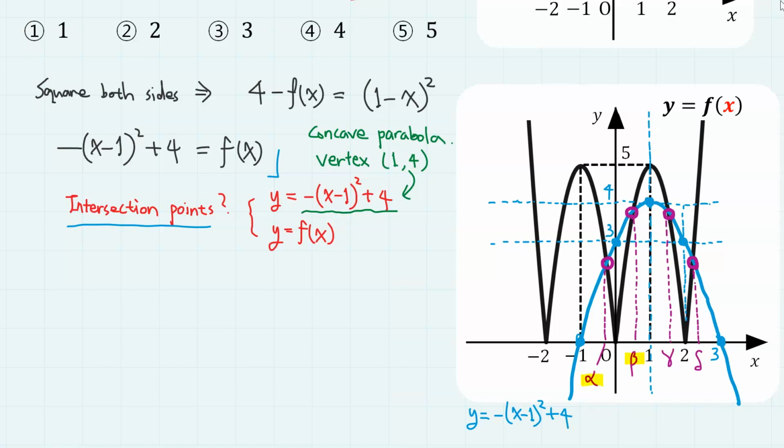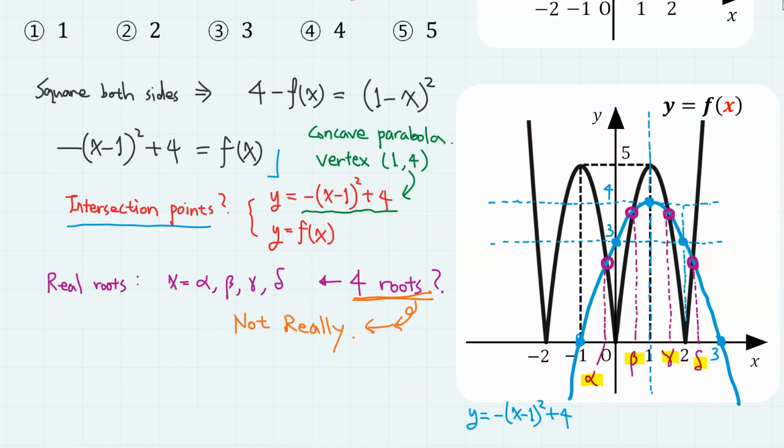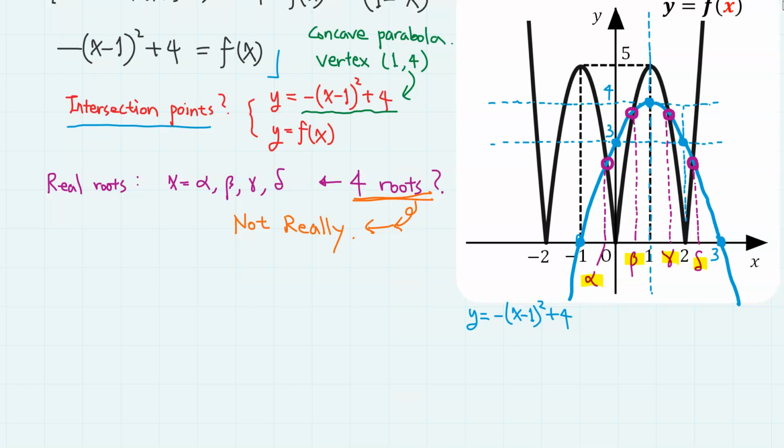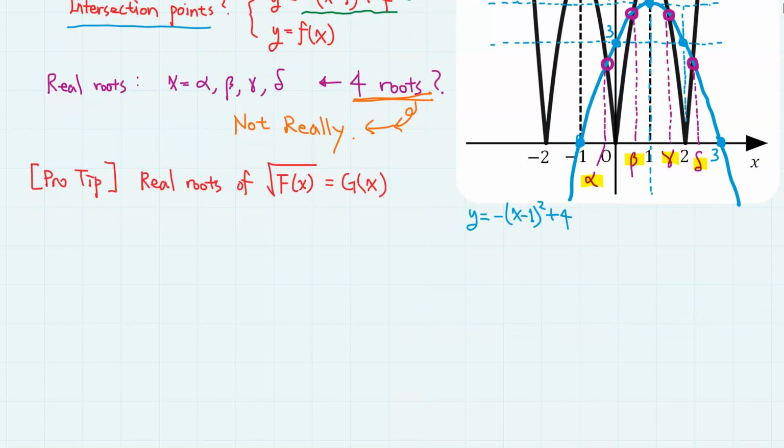So these alpha, beta, gamma, and delta must be the real roots of the given radical equation, which means that the number of distinct real roots is 4, right? Well, not really. You see, when you're dealing with real roots of radical equations, you must always be aware of the hidden conditions. Consider finding the real roots of the radical equation in the form square root of f(x) equals g(x).